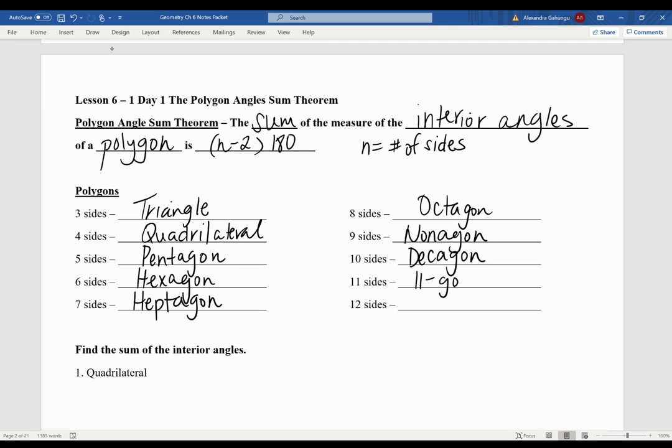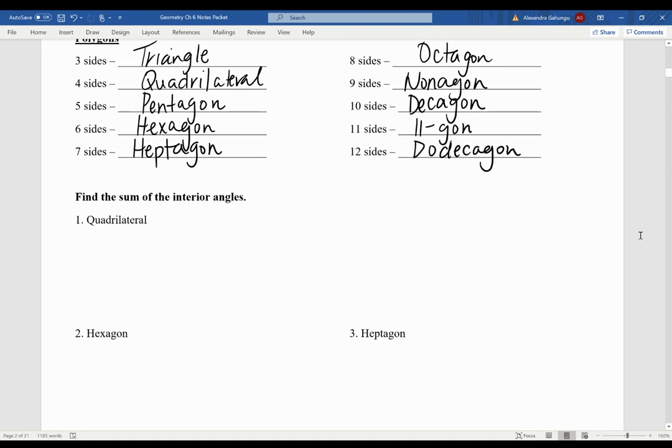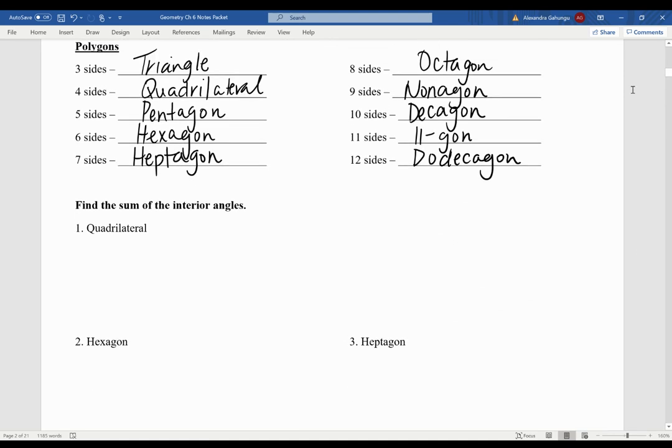Anything beyond that we're not going to spend too much time on. For 11 and 13, things that we don't have a name for, we'll just put the number of sides. And then 12 is dodecagon. Okay, so these are some vocab that we'll need. Finding the sum of the angles is going to be based on knowing how many sides we have.